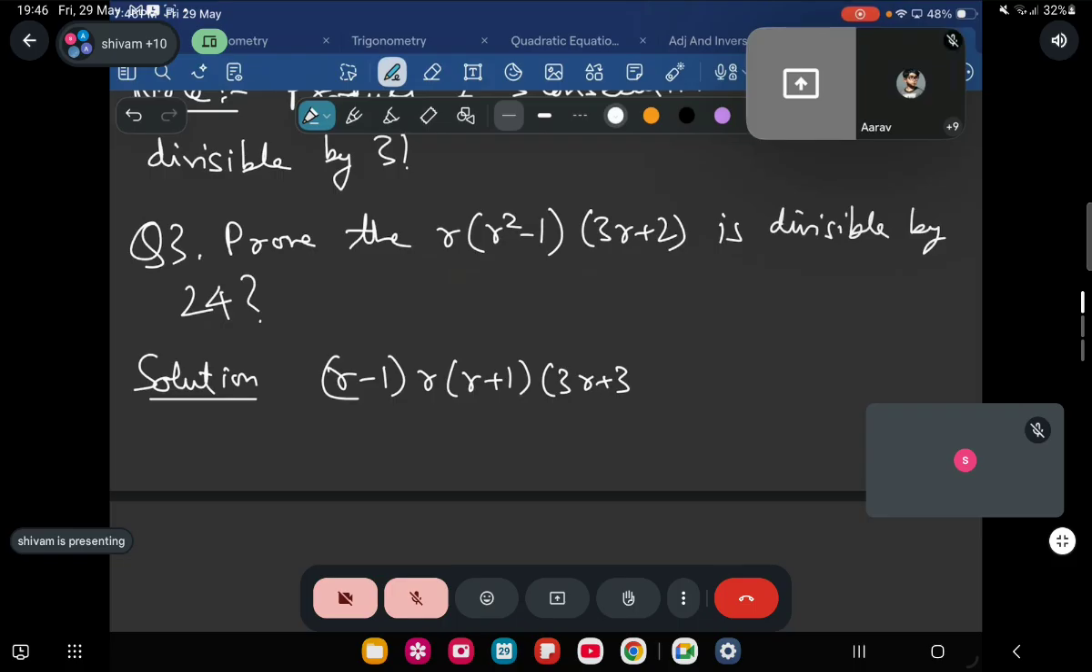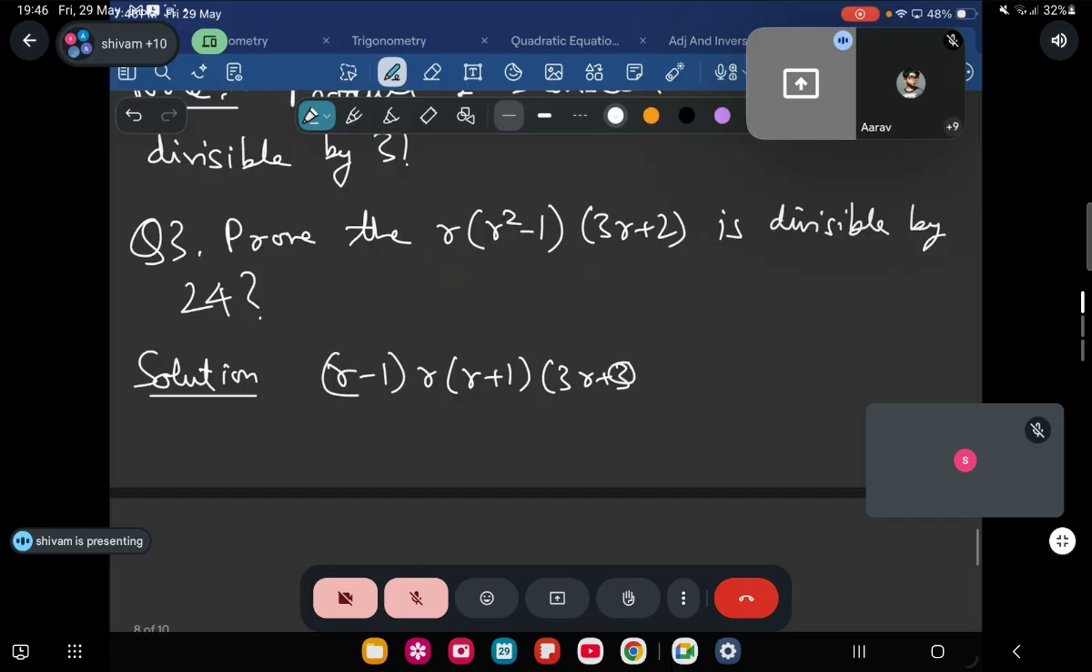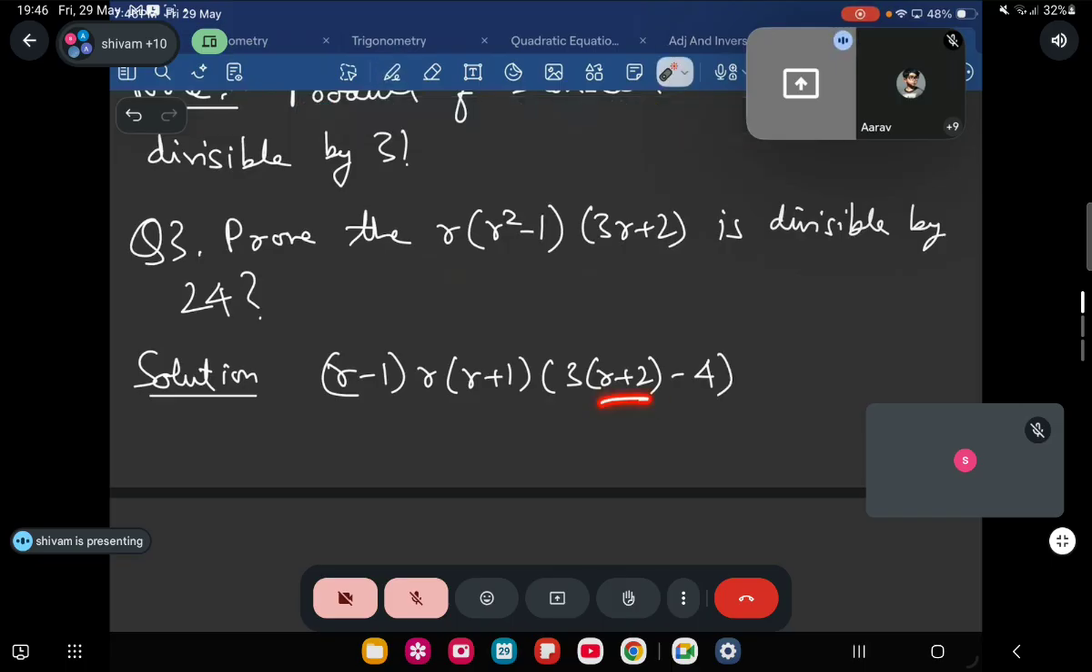Okay. Wait, I think I have to break it in some other way. 3R plus... okay, just right. Wait. So can I break it like this? 3R, 3 into R plus 2 minus 4. Tell me everyone, can I break it like this, so that I'll get R plus 2 over here? Pay attention everyone. I need only consecutive integers. R minus 1, R plus 1. Other one will be R plus 2. Tell me, are you people getting?